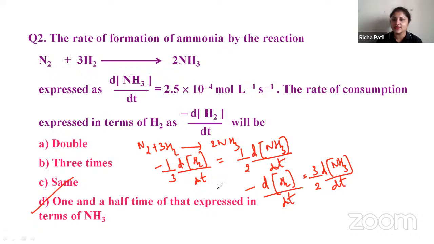So the answer is this. It is D. I hope you have understood it. So we'll go for the next one. It is 1.5 times of H2, NH3, in terms of 1.5 times that expressed in terms of NH3.